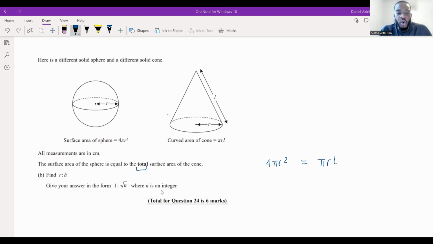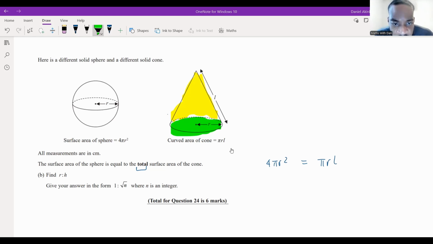Well, if you think about it, the total surface area of this cone, how many surfaces does this cone have? Well, it has the outer one all around, and it also has the base, the circle at the bottom. So I've actually got to add this to it as well. So the total surface area is going to be that plus pi r squared.